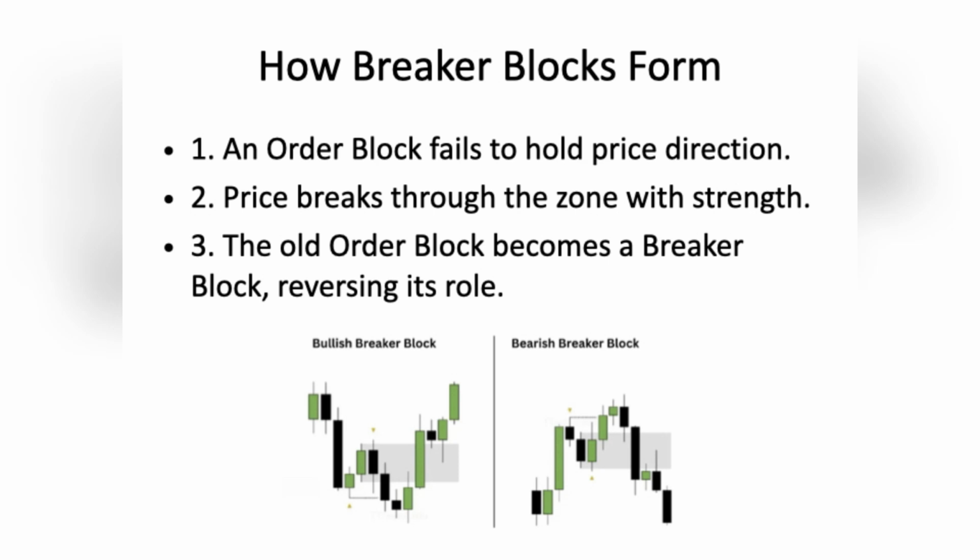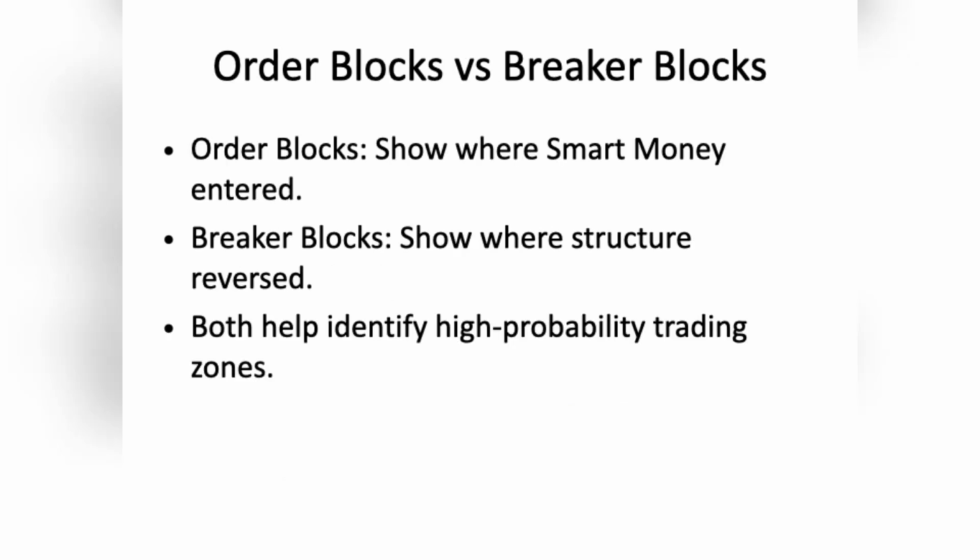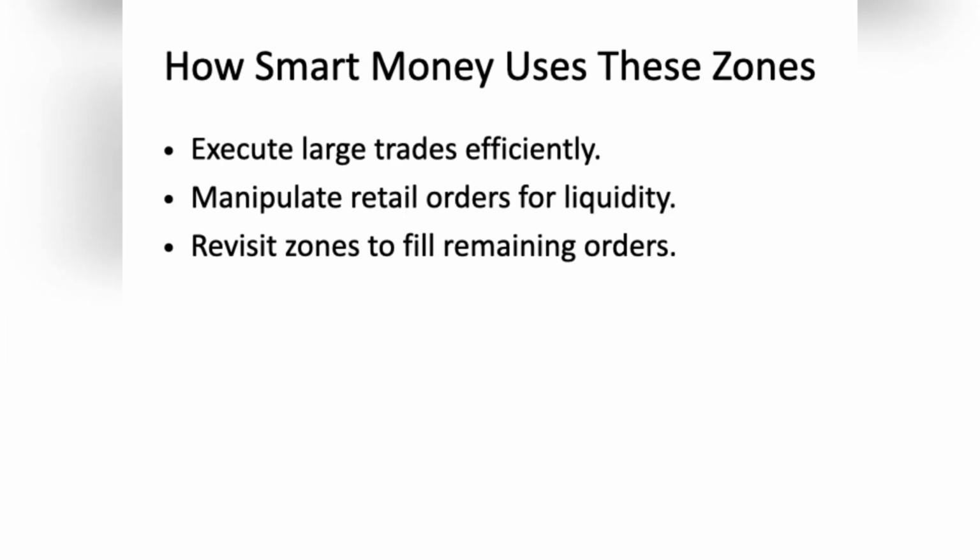So, let's quickly compare the two. Order blocks show you where smart money originally entered a trend. They are about continuation. Breaker blocks show you where the market structure reversed. They are about rejection. But both are incredibly valuable for identifying high-probability trading zones. To truly get this, you need to think like they do. Smart money uses these zones to execute their massive orders efficiently without moving the price against them, manipulate price to run retail stop losses and create liquidity. And often, they will revisit these zones to fill any remaining parts of their large orders.